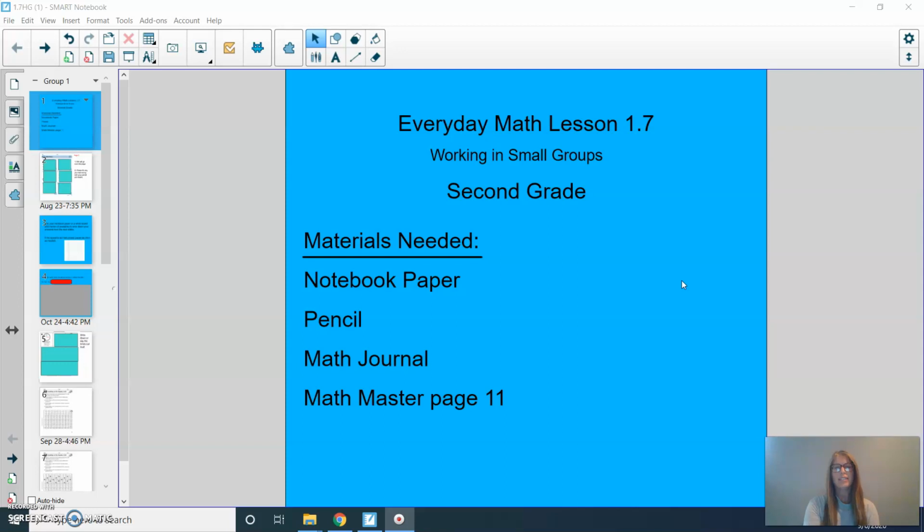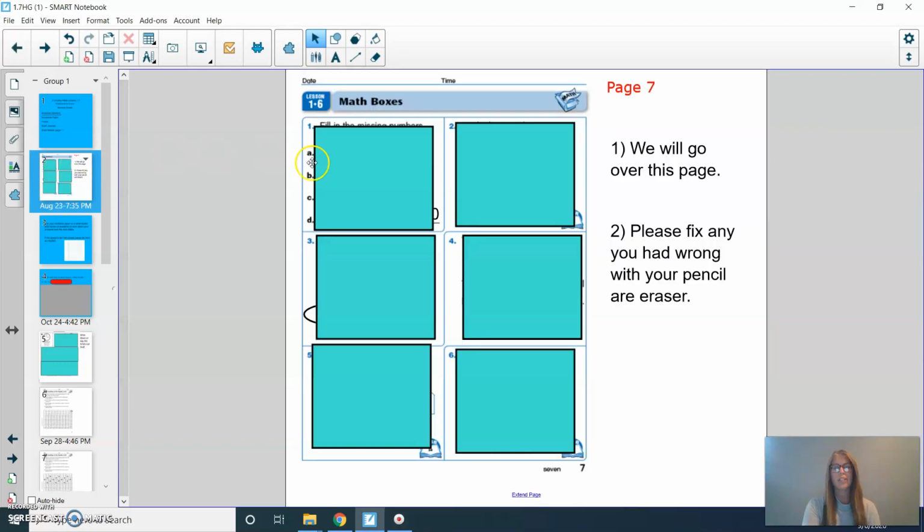The materials that you'll need today: notebook paper, your pencil, math journal, and Math Master page 11. If you don't have Math Master page 11, that's okay, just follow along with us. All right, let's get started. The first thing that we're going to do is go over our math boxes, which is Math Journal page 7. This is the page that we completed in the previous lesson. If you notice that you have any mistakes, please fix those with your pencil and eraser.